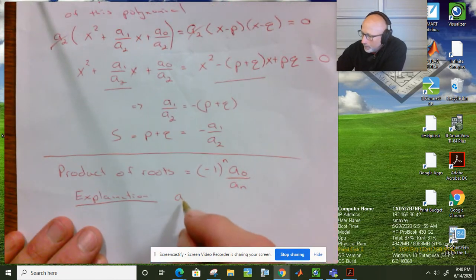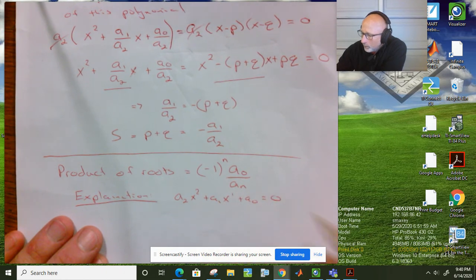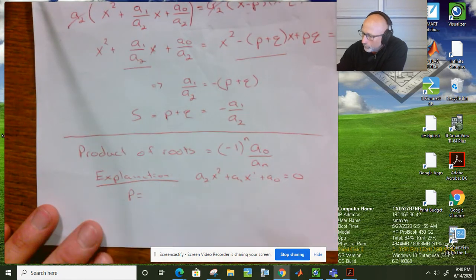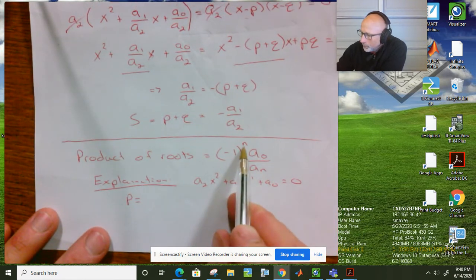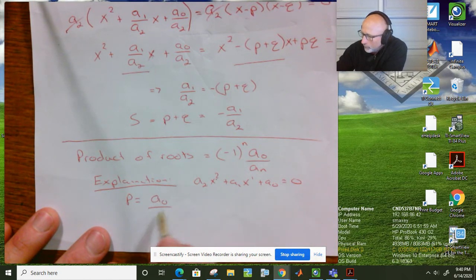I have a2x squared plus a1x plus a naught is equal to 0. By this equation, the product of the roots should be equal to what? Negative 1 to the power of 2, because it's a second order polynomial. Well, that's just 1. Times a naught is, well, a naught, and an is a2. So this is a2. And that's exactly what I should get according to this equation.